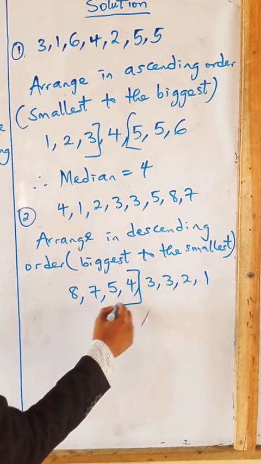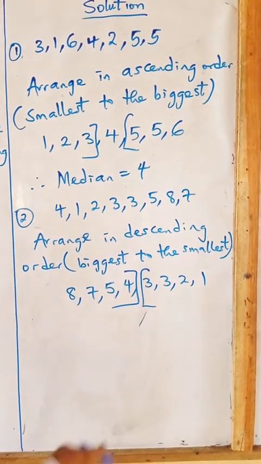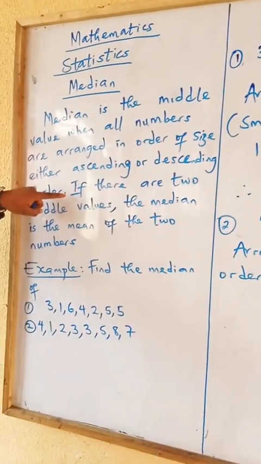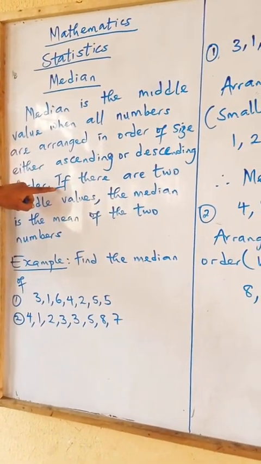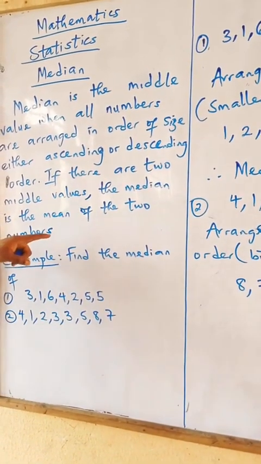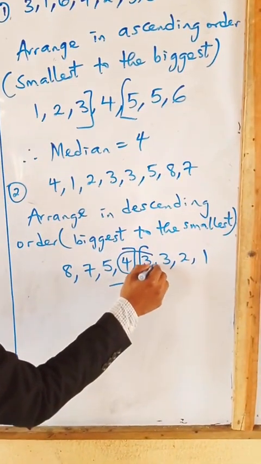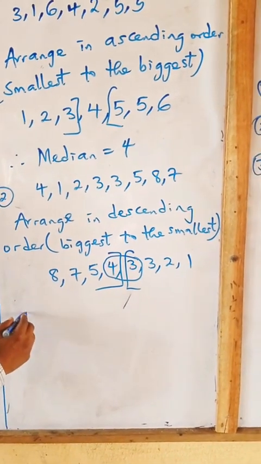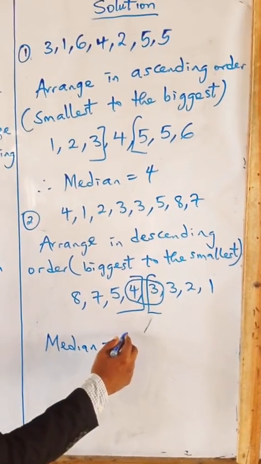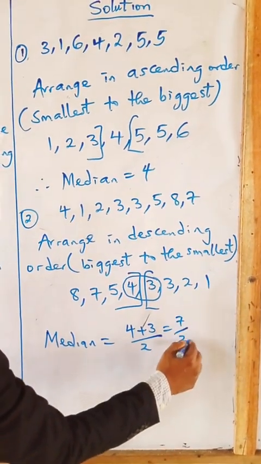By the time we divide it into 2 groups, there is no number in the middle. And don't forget that you are told here that if there are 2 middle numbers, the median is the mean of the 2 numbers. So we are going to circle the last digit of the first group and the first digit of the second group. We calculate the median, which will be the mean of these: 4 plus 3 over 2, which gives us 7 over 2, and our answer will be 3.5.